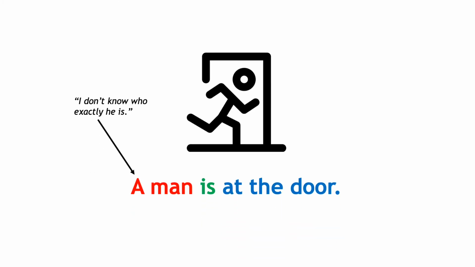We have a couple of simple examples here. So we have the sentence, a man is at the door. As a first sentence, when we are introducing someone at the door, we don't know who exactly he is. That's why we are using the indefinite article, a.